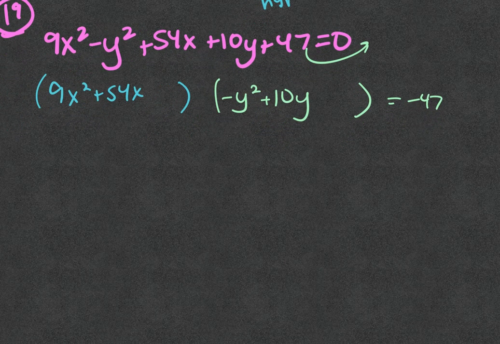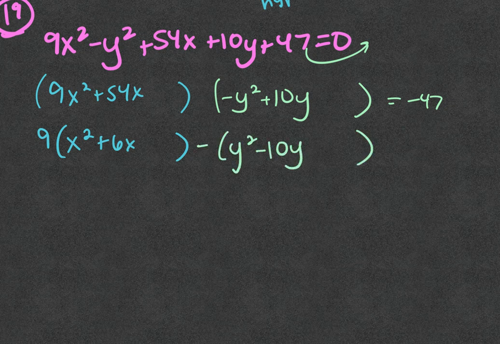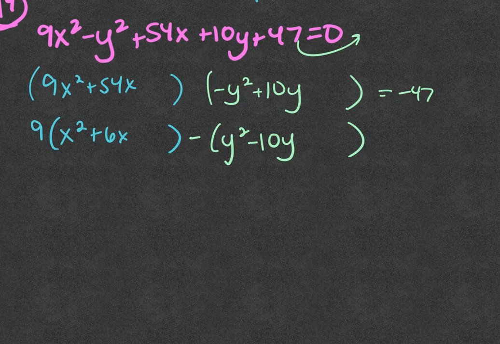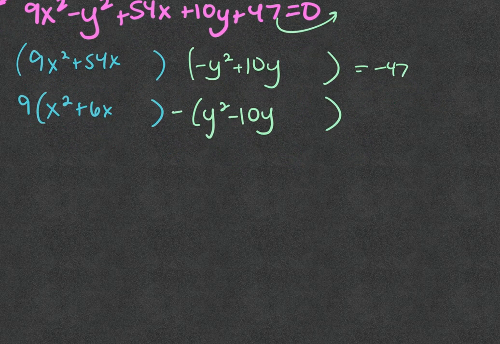Then complete the squares. So for the first one, I take out a 9: x squared plus 6x. For the second one, I take out a negative 1: y squared minus 10y. And be careful, it's a common mistake to forget to take the negative off the 10. Equals negative 47. Then fill these spaces.